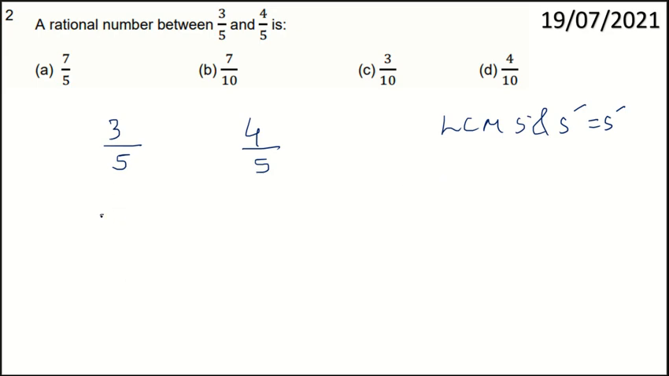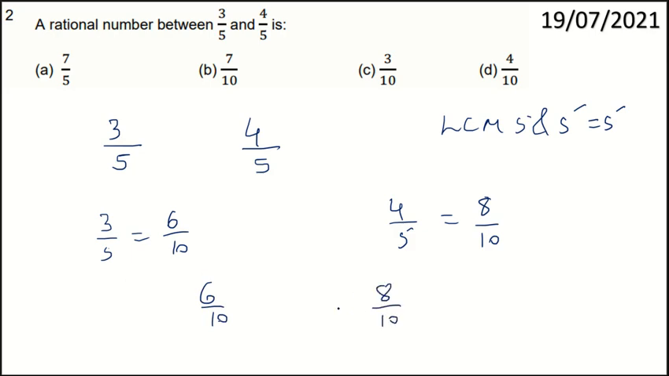Then 3 by 5 can be written as 6 by 10, whereas 4 by 5 can be written as 8 by 10. Now, between 6 by 10 and 8 by 10, it is easy for us to find one number: 7 by 10. Amongst the given options A, B, C, D, the right option will be B, where 7 by 10 lies between 3 by 5 and 4 by 5. Now, moving on to question number 3.